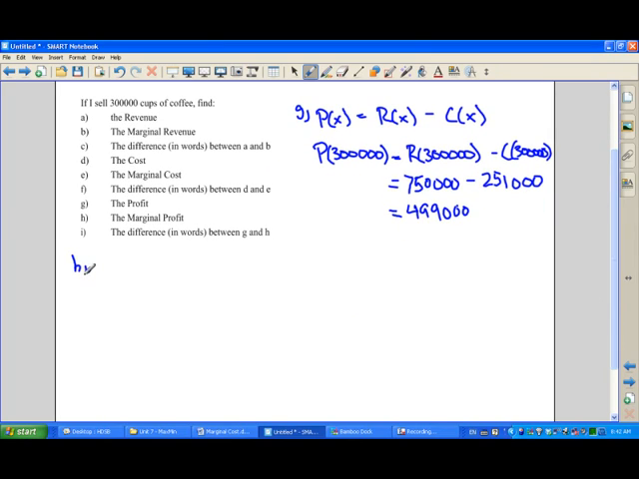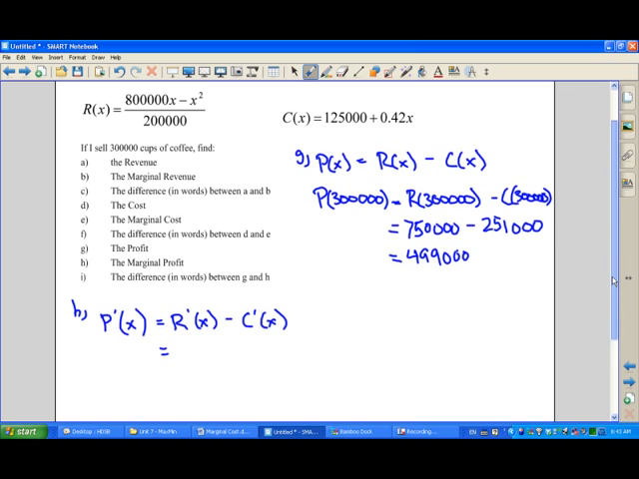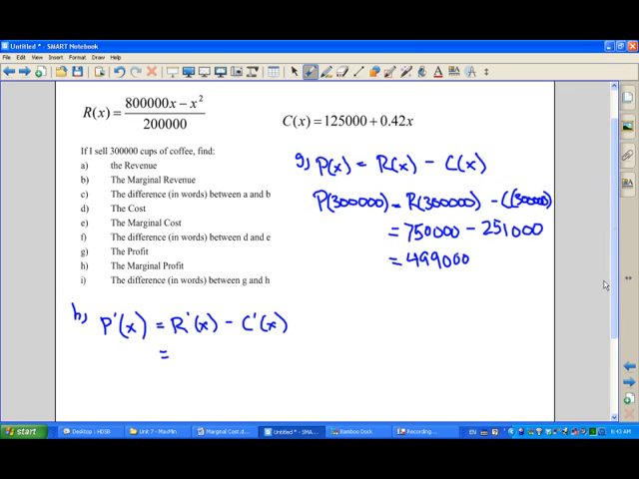Marginal profit means find the derivative of the profit function, which would be equal to the derivative of the revenue function minus the derivative of the cost function. The derivative of the revenue function was 4 minus x over 100,000. The derivative of the cost function was 0.42.